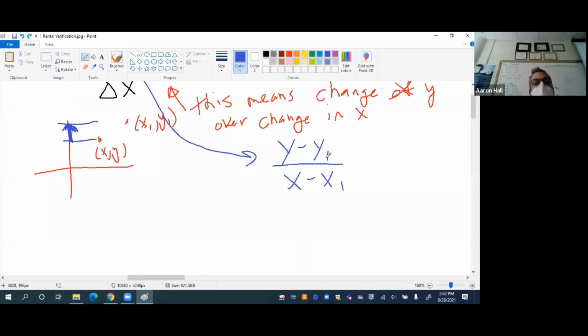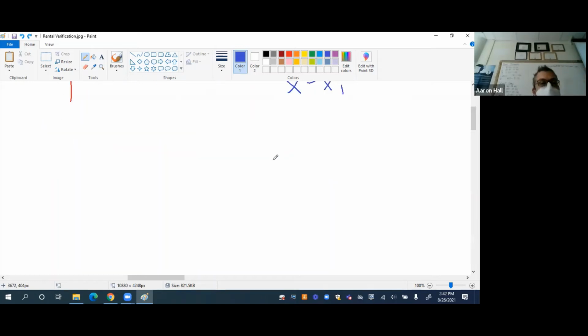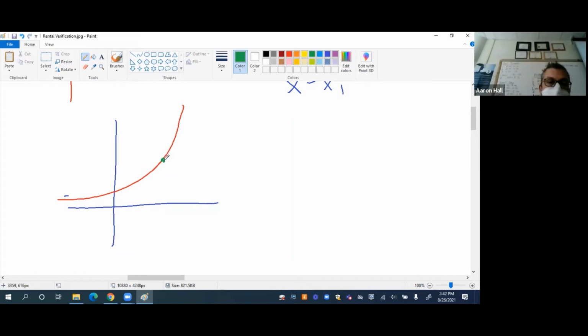Here, the pinnacle concept in calculus is this idea where I have some curve here, of finding the instantaneous rate of change. Here's a point right here, some x and y value. I want to find the instantaneous rate of change. What is that? It's the slope of what is called the tangent line. Tangent.